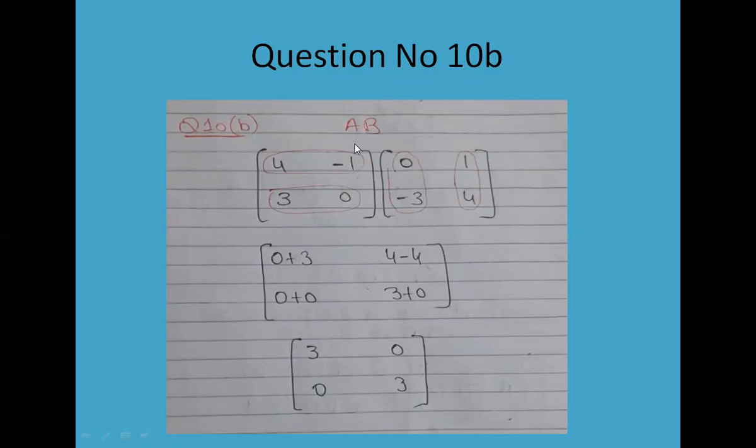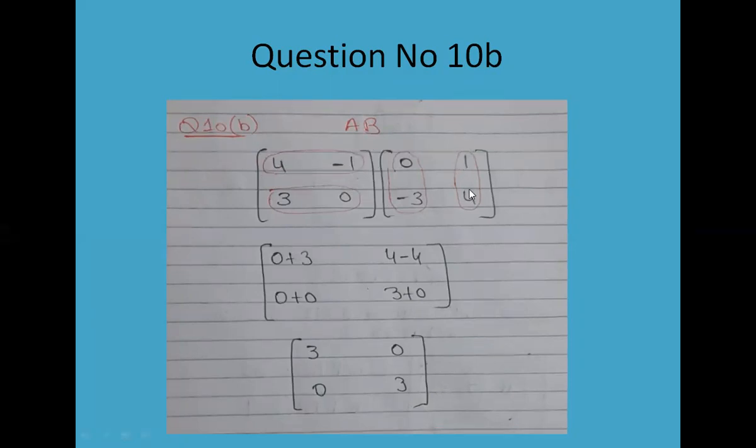Question number 10, part B. Here we have two matrices which are multiplying with each other. A and B, we have to multiply. So I will write the matrix A here first, and then I will write the matrix B. From the first matrix, we always take the rows and multiply them with the columns in the second matrix. So from here, I will take the rows. 4 multiplies 0, it will be 0, plus -1 multiply -3, it will be +3.